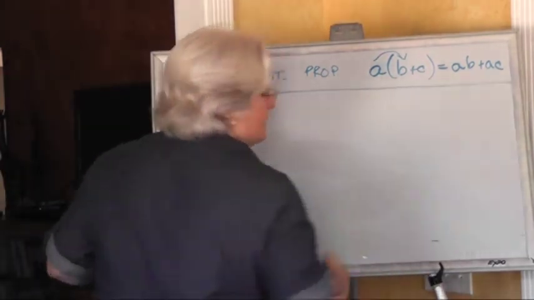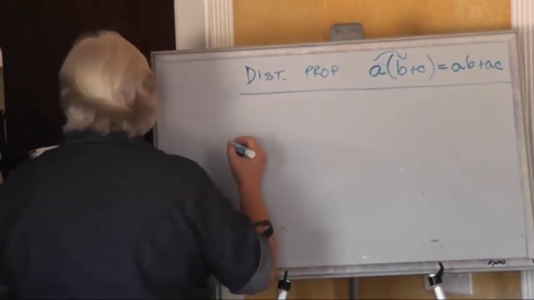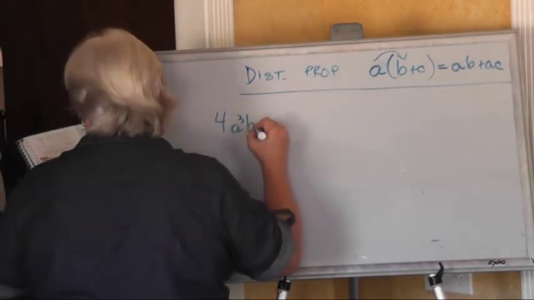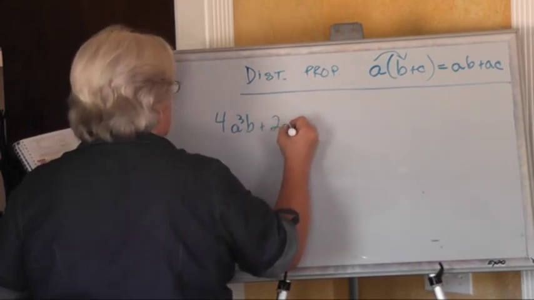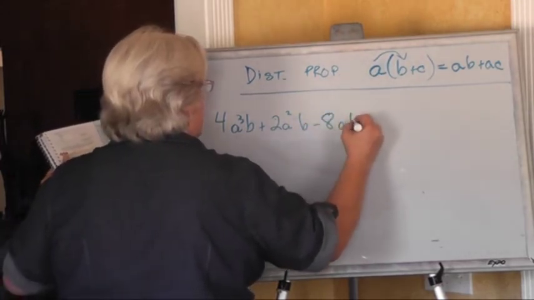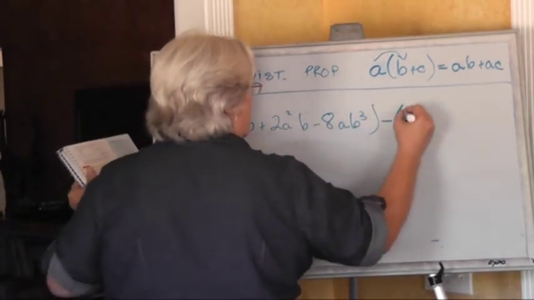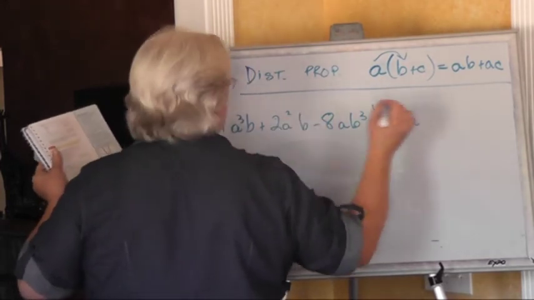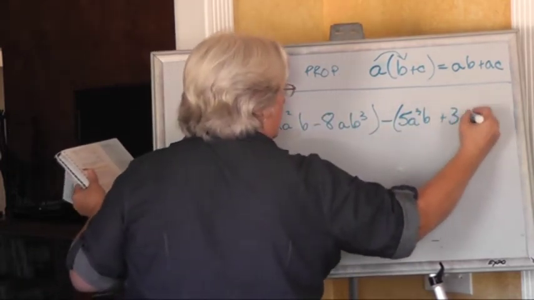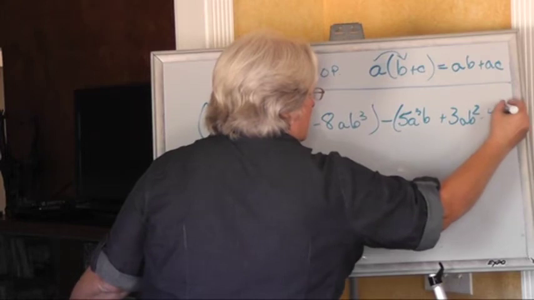So, the last problem that I want to do here is 4a cubed b plus 2a squared b minus 8ab cubed, that whole quantity, minus the quantity 5a cubed b plus 3ab squared minus 4ab cubed.